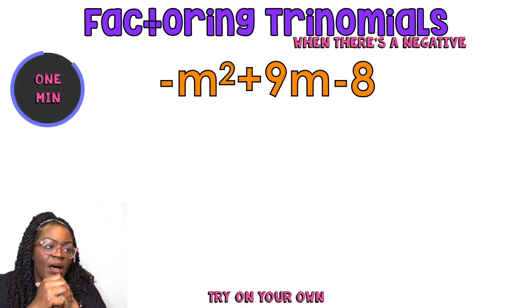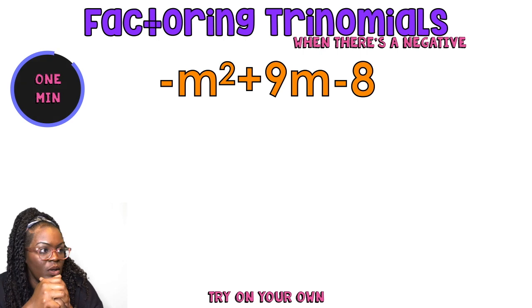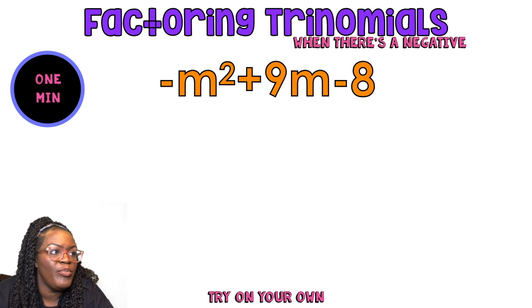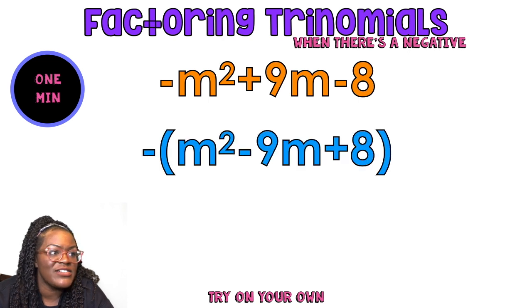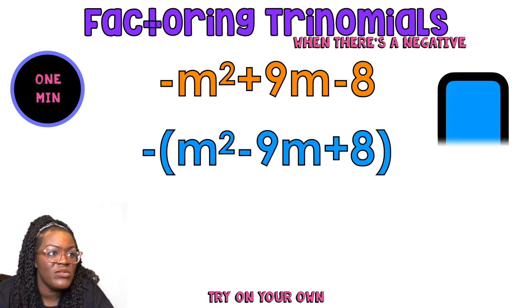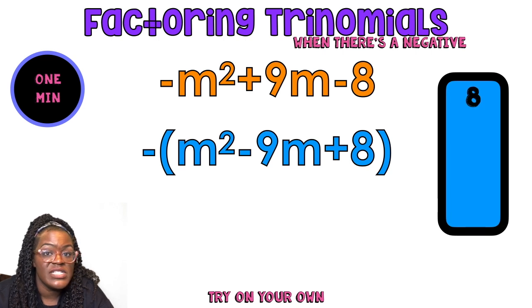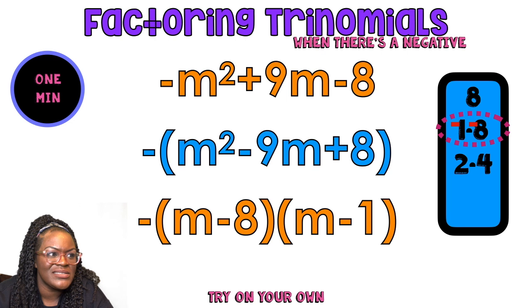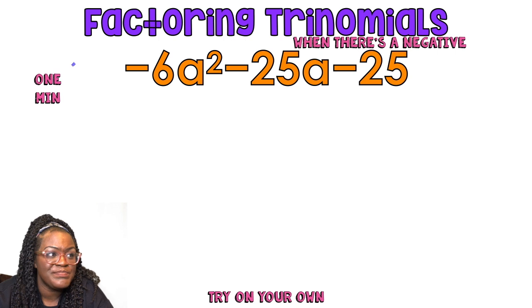Time's almost up. Okay, so first we want to factor out that negative. It's an A equals one problem, so I'm gonna take the eight, which is the C value, and find one times eight, two times four. Which one can give us a negative nine, to be specific? Actually, was that the same example I just did? I think it was. Whatever, try one on your own, one minute.